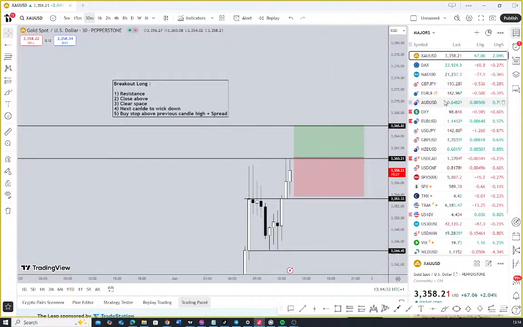Now, markets that we trade, in the morning we'll trade gold and the DAX.